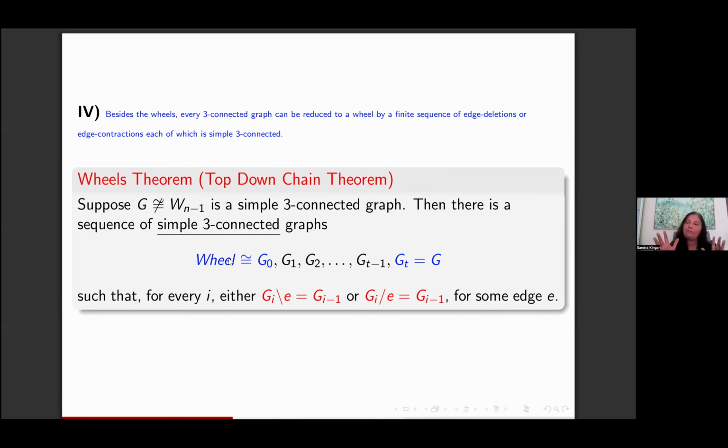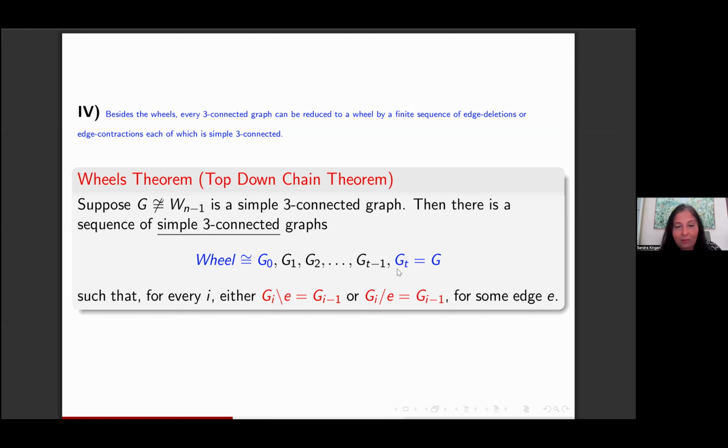So let me again paint a picture for you. You start with G, and you can do deletion and contraction and get down to a wheel, maintaining 3-connectivity throughout, because the wheel is the only family of graphs for which if you delete an edge, it's not 3-connected, or if you contract an edge, it is not simple and 3-connected. All right, so that's why simple 3-connected is there.